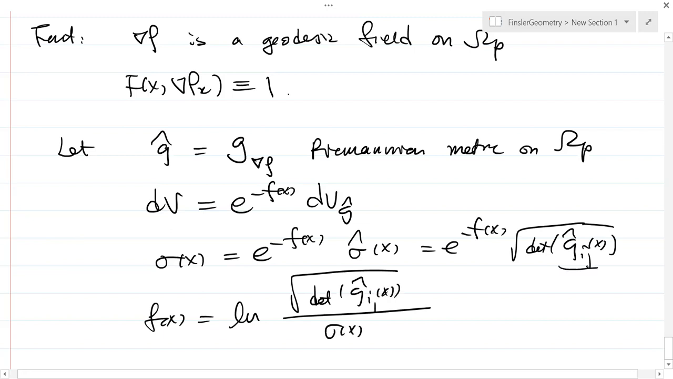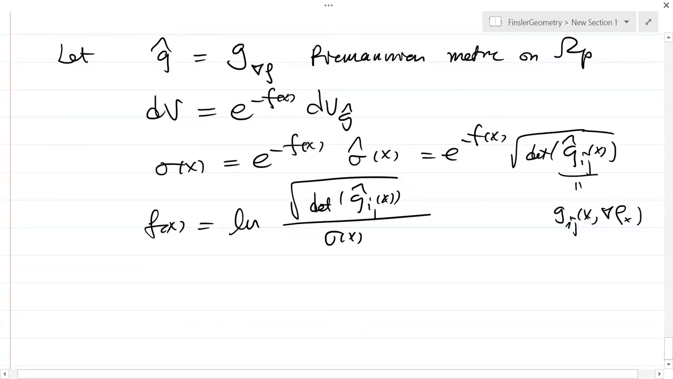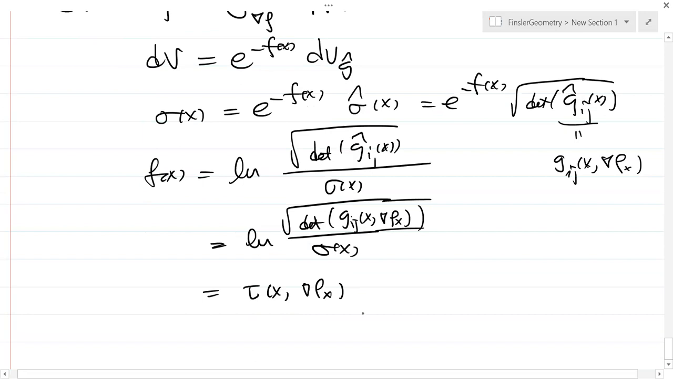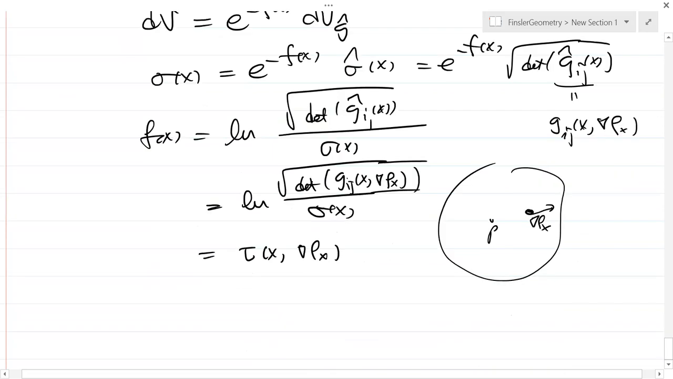But remember, by definition, this is going to be g_ij(x), induced by this. So this is nothing but g_ij(x) evaluated at the gradient. And at the very beginning we defined this as the value of the distortion in the direction of the gradient of the function. So this is a point p and here's the gradient of ρ pointing in that direction. And this function is actually nothing but the distortion in that direction. This is a simple observation.